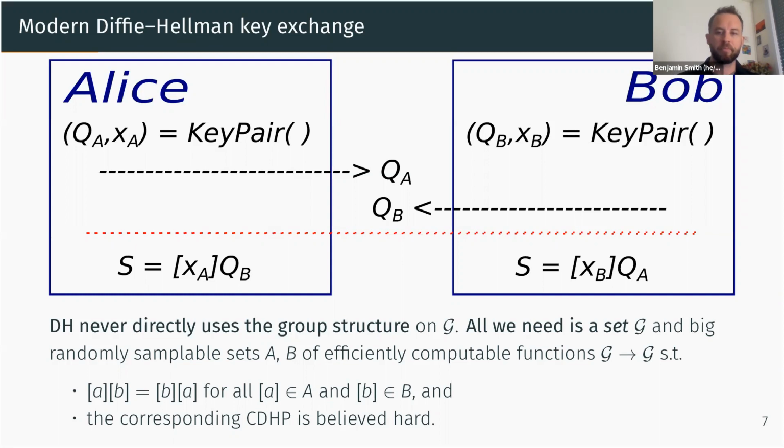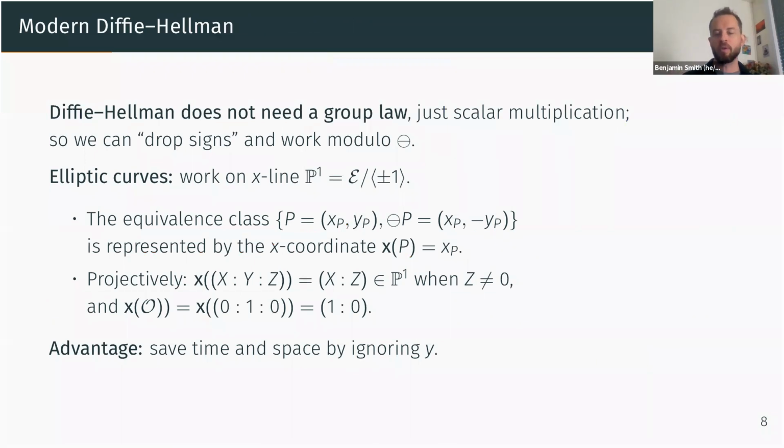still do Diffie-Hellman. So what we really need is some set G, and then big randomly samplable sets of efficiently computable functions, one set for Alice to sample from, one set for Bob to sample from, they can be the same, such that whatever they sample, it's going to commute afterwards, and the corresponding Diffie-Hellman problem is believed to be hard. You can define this all you want mathematically, but if you can't come up with examples where the Diffie-Hellman problem looks hard, then it's no use at all. So we don't need a group law, just scalar multiplication.